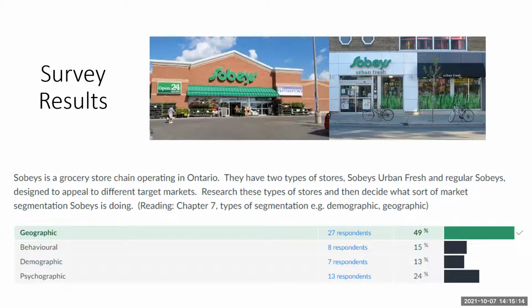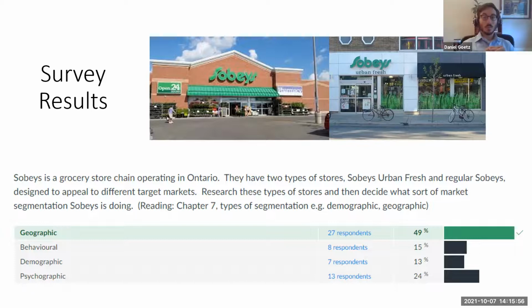And so now lastly, psychographic. Hi, sorry, Prof. Can I add some for the demographic? Oh yeah, sure. The reason I think it's demographic is because according to my research, the prices are pretty different. Sobeys Urban Fresh is more high end. So I feel like they're targeting people in the urban cities with high income doing the jobs, so they're targeting a high income group. So that's why I feel like it's demographic. And compared to the normal Sobeys, the prices are a bit low.